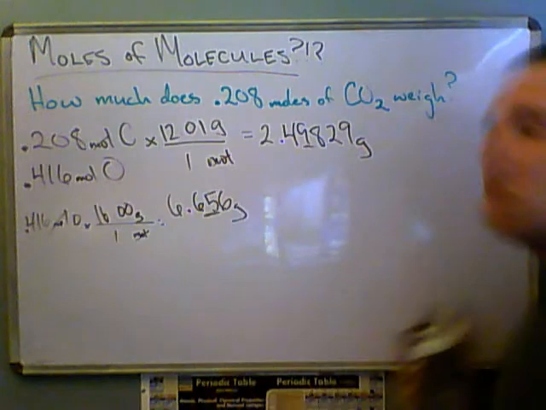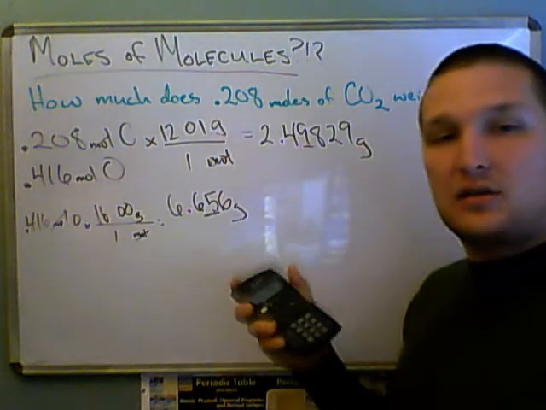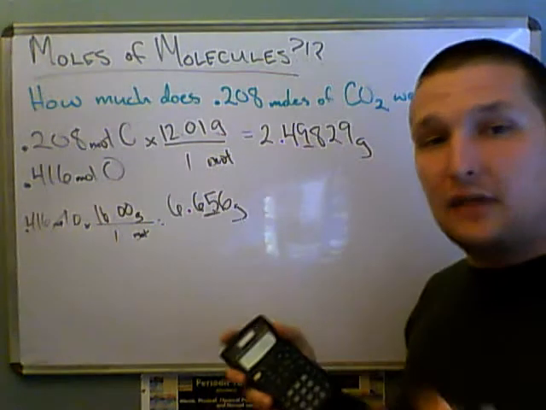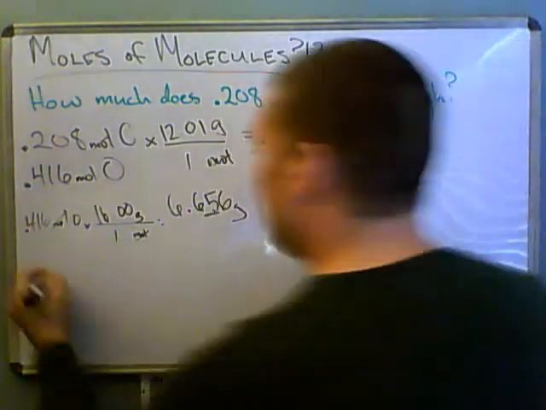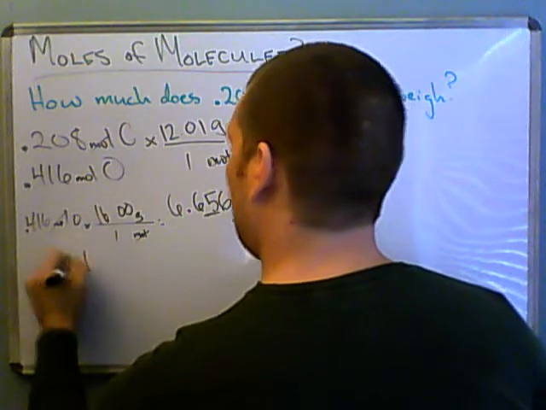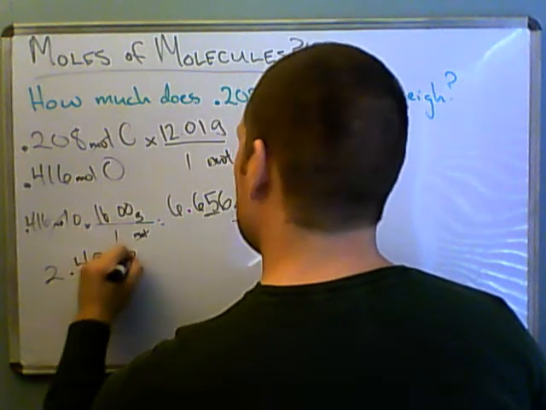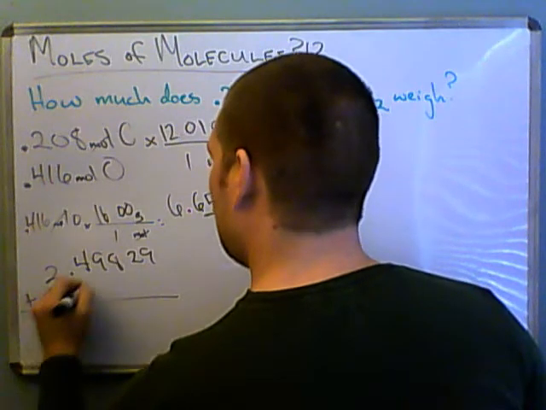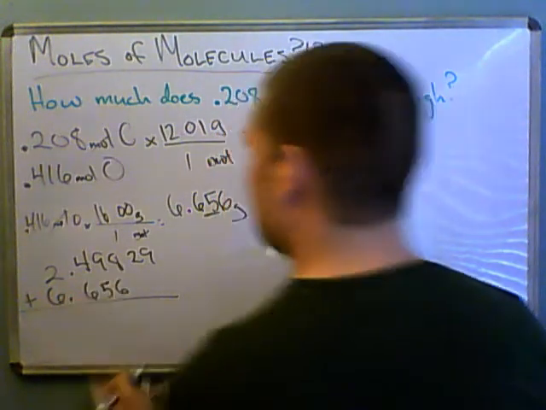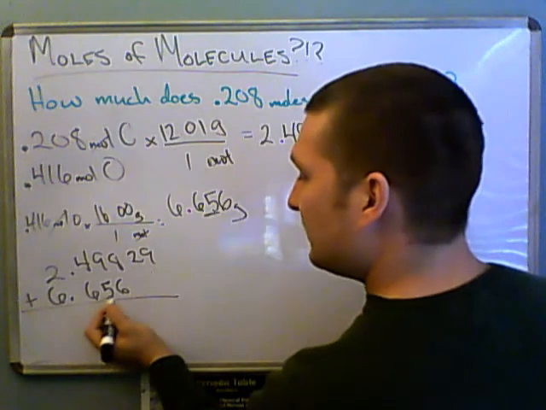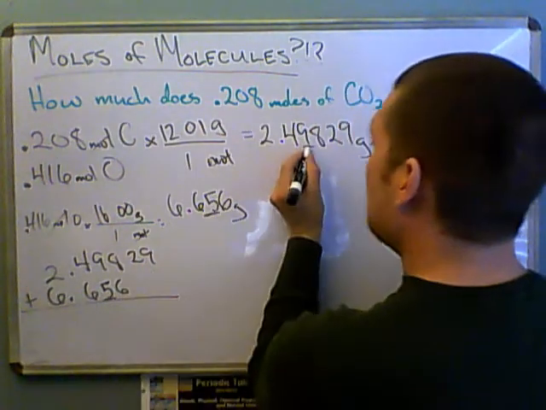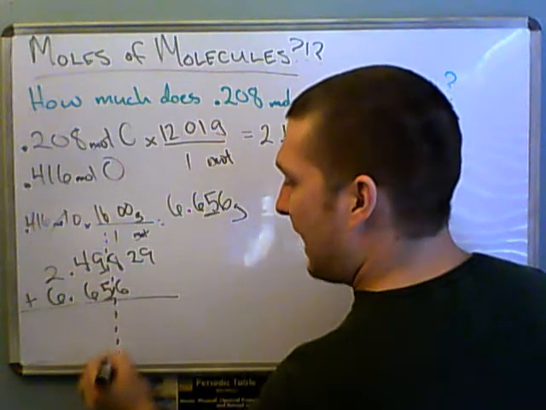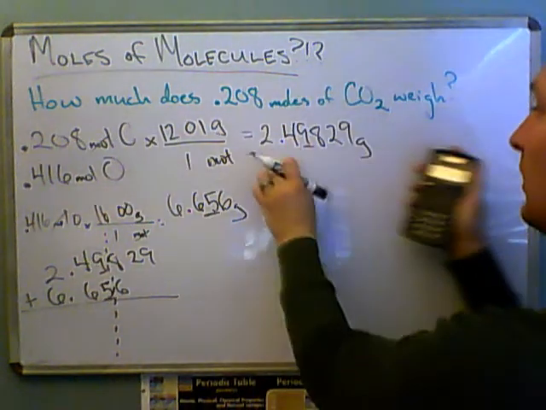Now we want to add these two together, because we found out how much they weighed individually. Since we're adding, we have to line everything up. 2.49829, I'm going to line that up with 6.656. This was the last significant figure there, and this was the last one there. So I'm going to be limited to that right there.